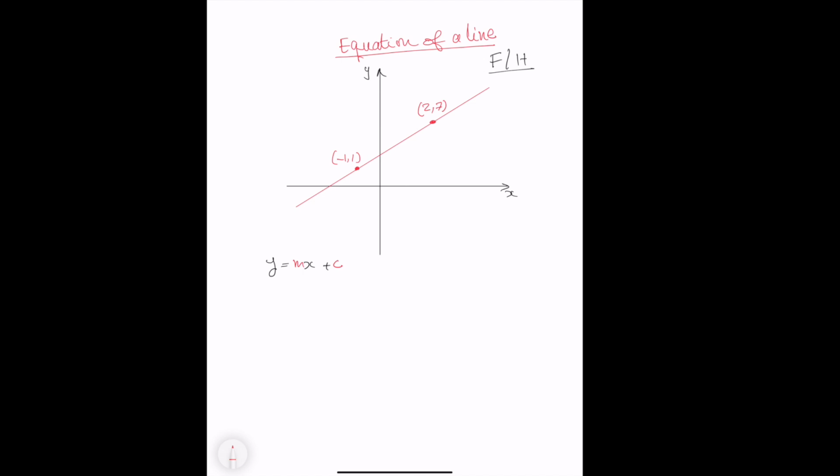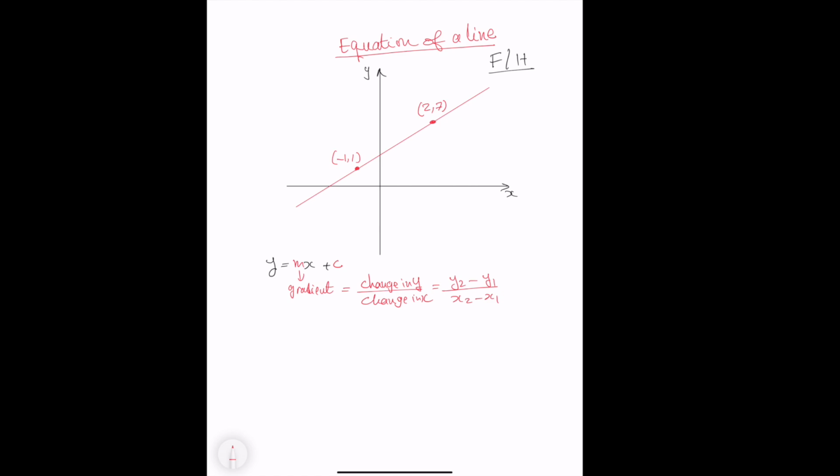Where m is the gradient, and to find it you have to do the change in y divided by the change in x, or y2 take away y1 divided by x2 take away x1.